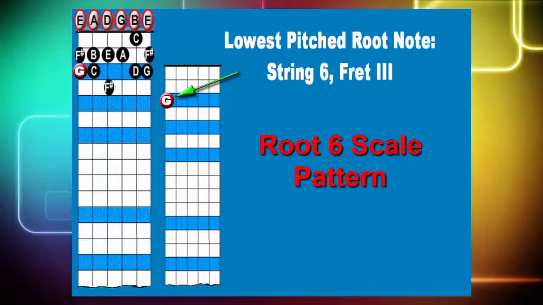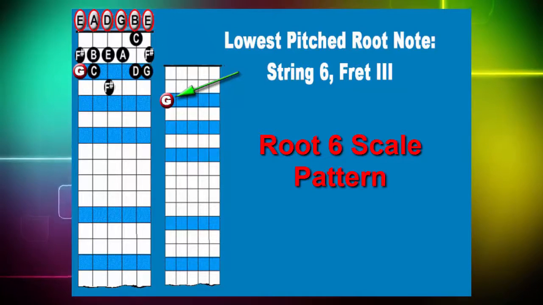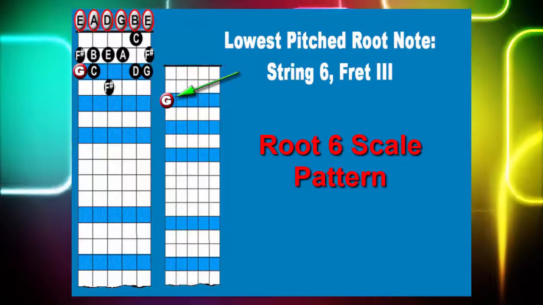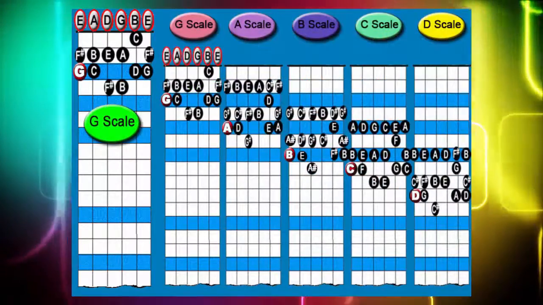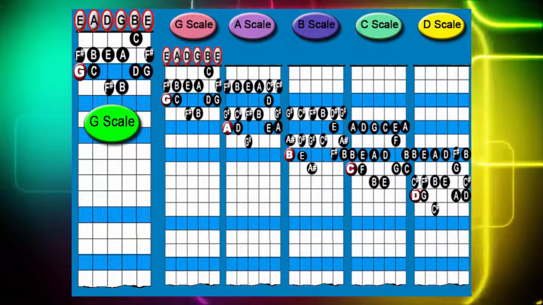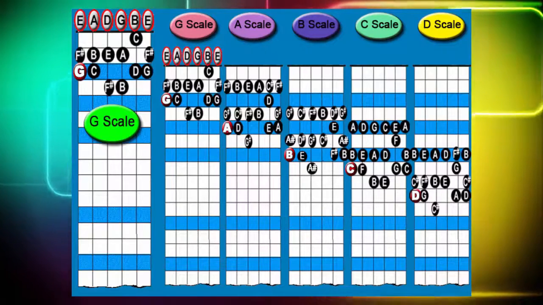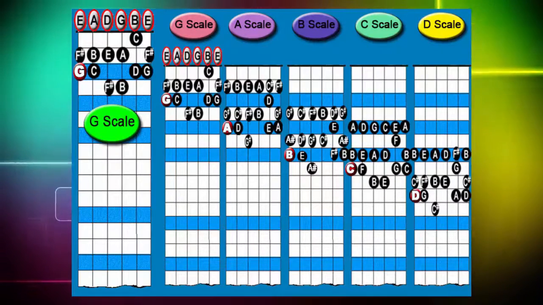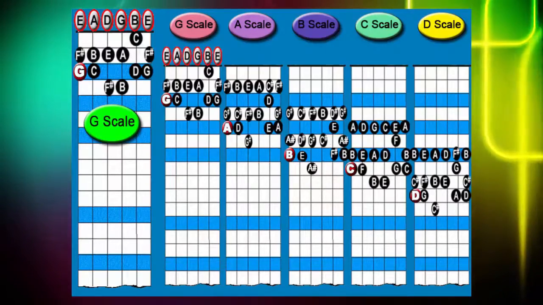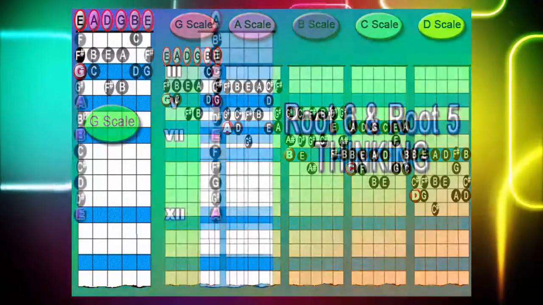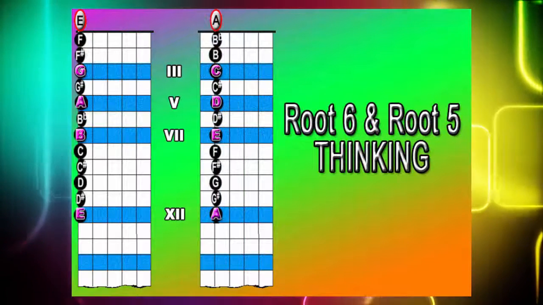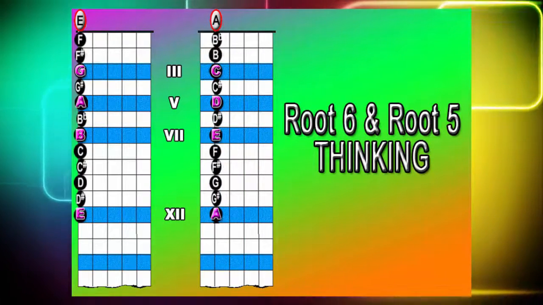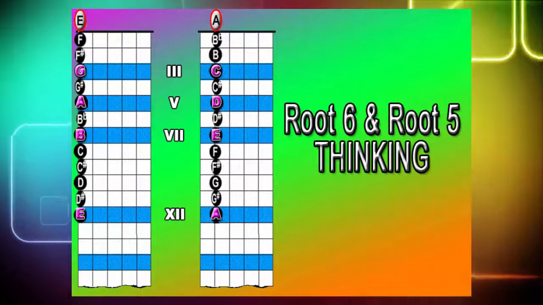Using the same exact thinking that we applied to the C major scale, the root 5 scale, we can easily transpose this root 6 G major scale pattern to any key, such as A, B, C, and so on. In this video, I have outlined root 6 and root 5 thinking, the industry standard system first learned and probably still in use by most of our guitar heroes.